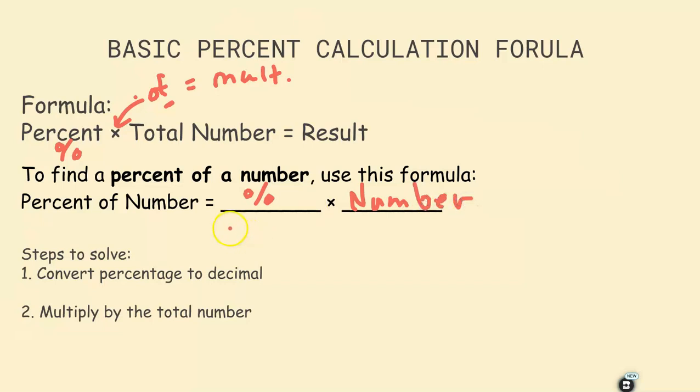Now, the percent can be written as a decimal also. We'll be going through that. So you might want to convert the percentage to a decimal. So if I had 45%, it would be 0.45. Then you're just going to multiply that times the number.